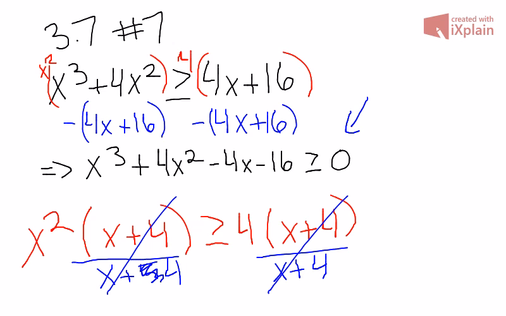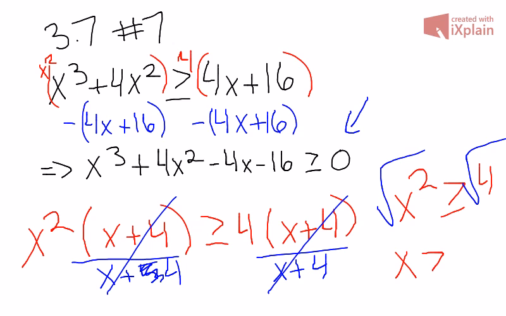And we just have left, let's see, what do we have left? Well, we have x squared is greater than or equal to 4. So that means x is greater than, and the reason that is because we're taking the square root of both sides. So x is now greater than or equal to 2, right? Plus or minus 2. Cool. Alright, so moving on.